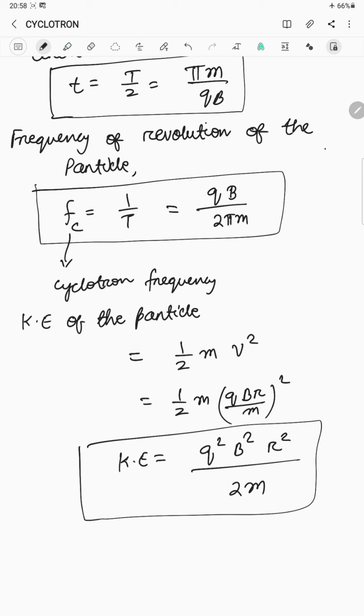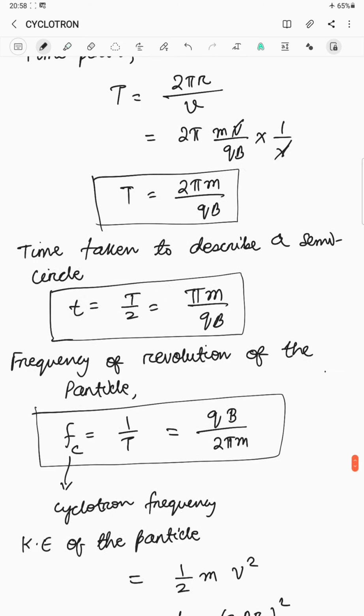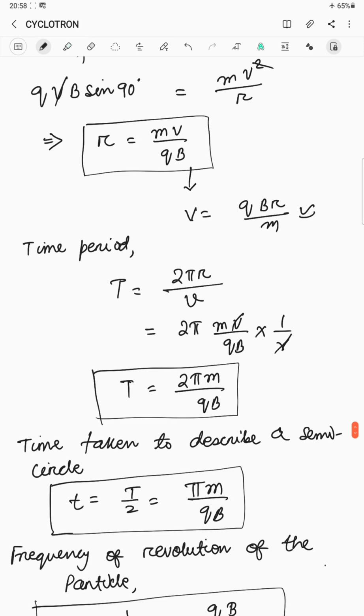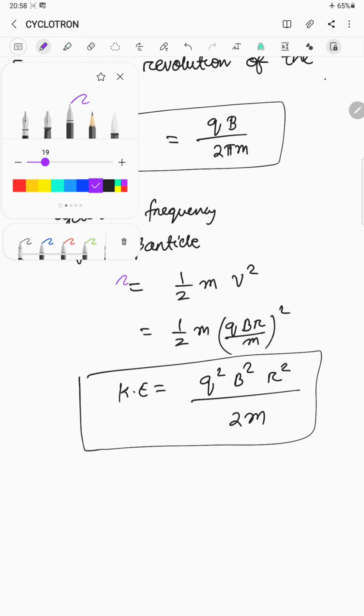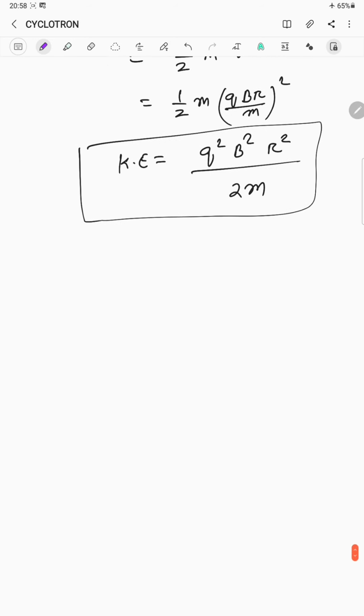This is one of the expressions you have to remember, because problems will come for this. So this much: the cyclotron frequency, kinetic energy, time period, and your radius. These are the 4 important formulas you have to remember, because questions on the cyclotron will require these. Then, does this instrument have some limitations? Yes, it does. So let us go for limitations.